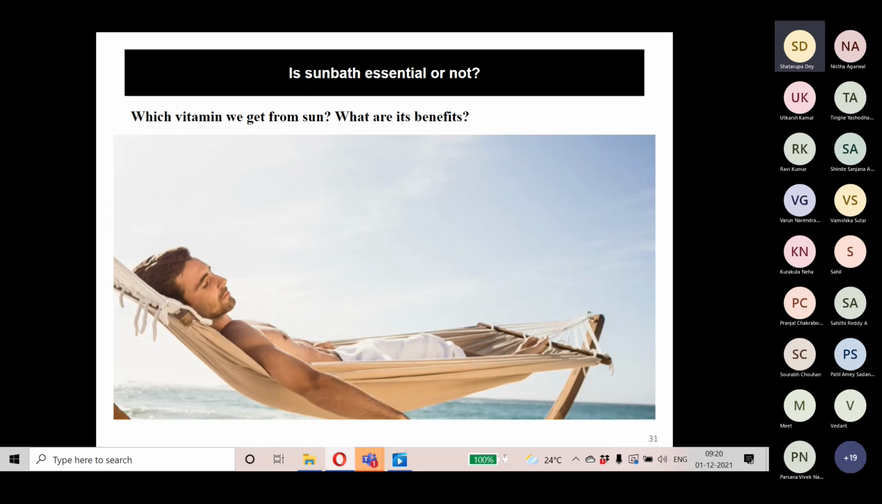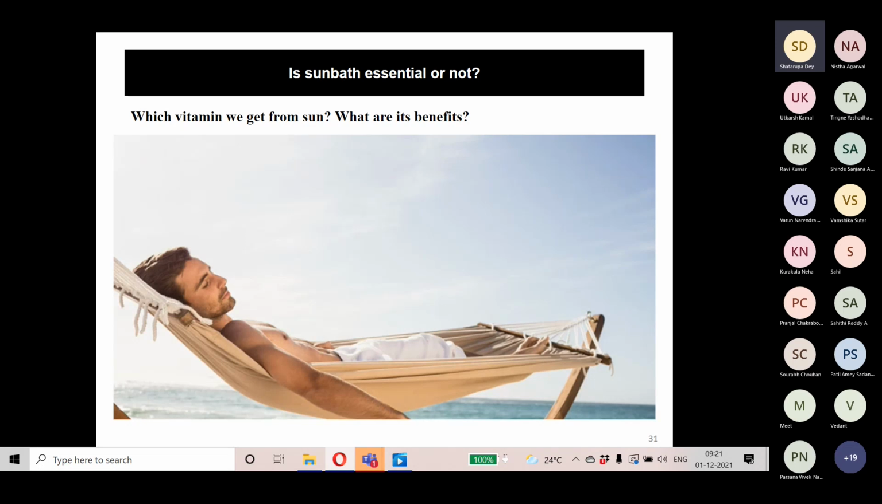Richa, can you just go back to the previous slide, the sunbath one? I just want to add something here. I feel that these are two separate questions. Is sunbath essential or not is a different question from which vitamin we get from the sun. So yes, everyone is right here, the vitamin D we get from the sun, but sunbath is definitely not essential for life. Actually, I would say sunbath is quite harmful because we get vitamin D from multiple sources other than the sun, like our diet. We don't need direct exposure to sunlight for our skin to synthesize vitamin D. Even the diffuse sunlight coming in through the windows is enough.